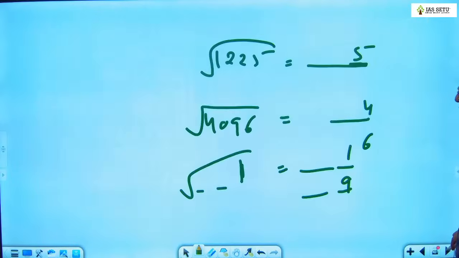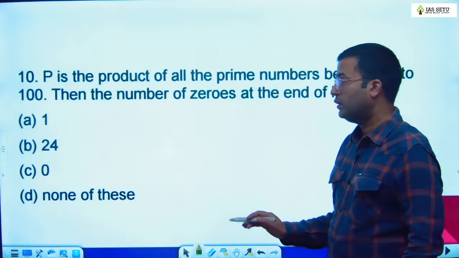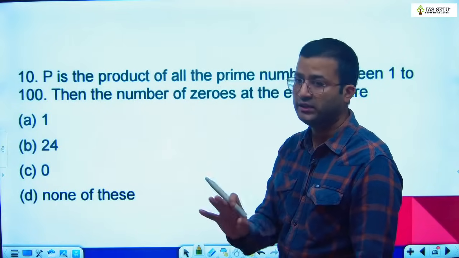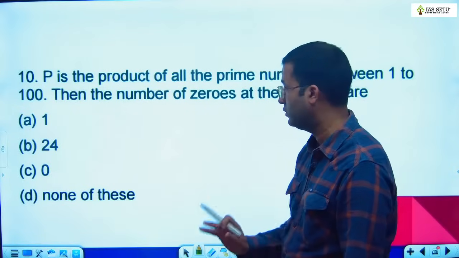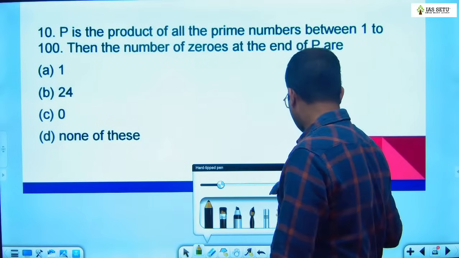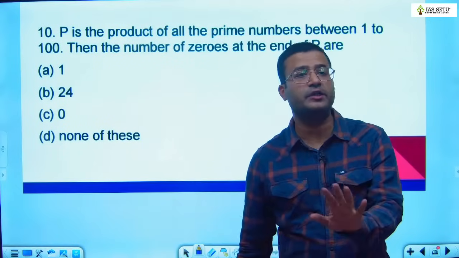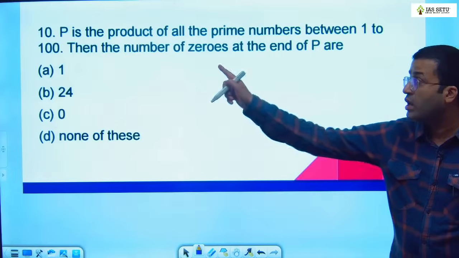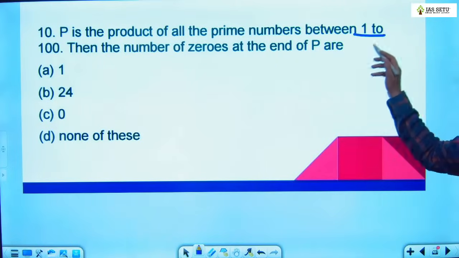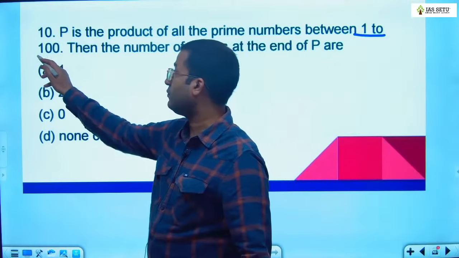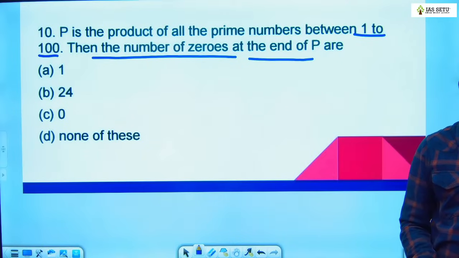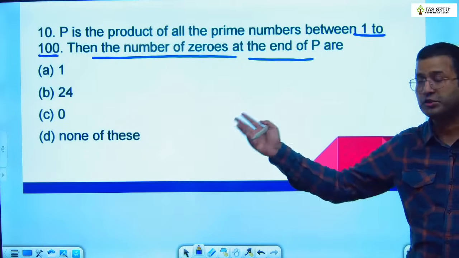Now next is, this is also one of the good conceptual questions, although it might be very easy for you right now. But if the paper is difficult, still 8 to 9 questions are easy. P is the product of all the prime numbers between 1 to 100. Then the number of 0s at the end of P are 1, 24, 0, none of these.